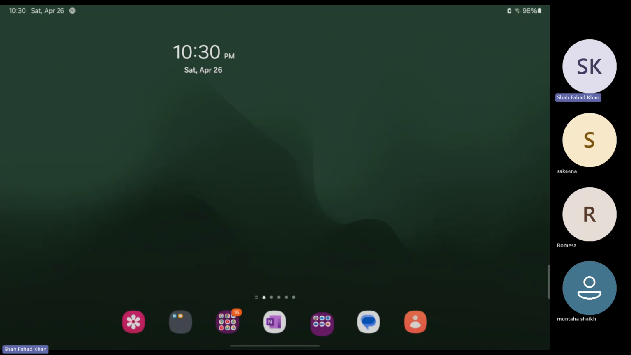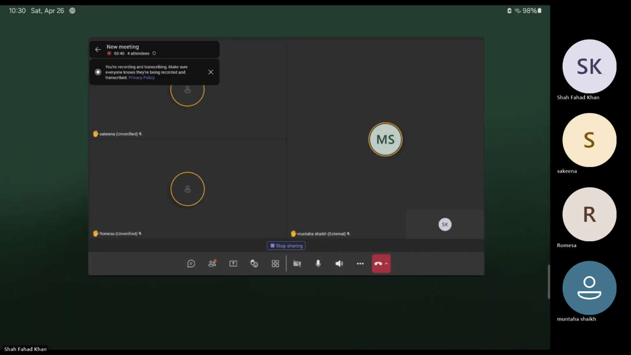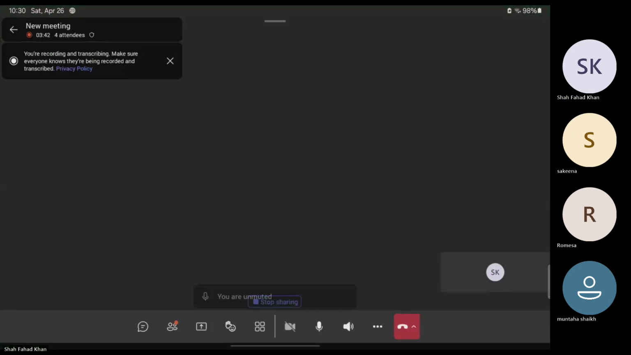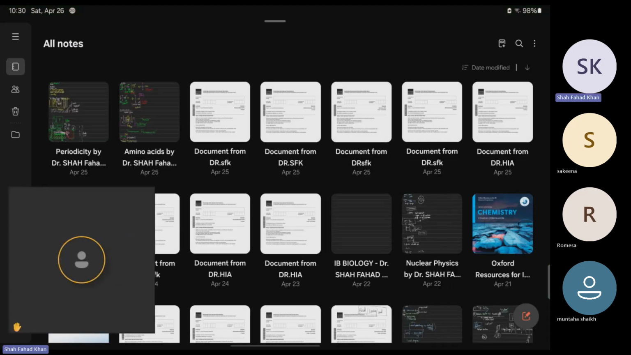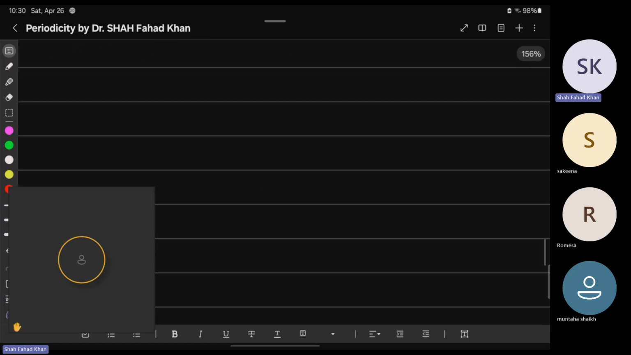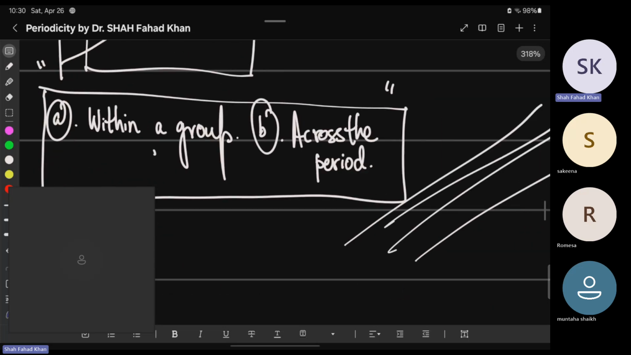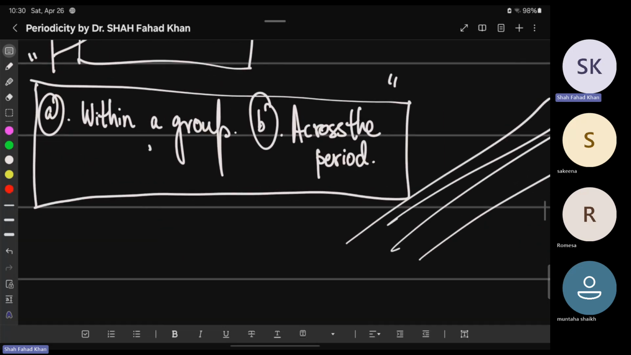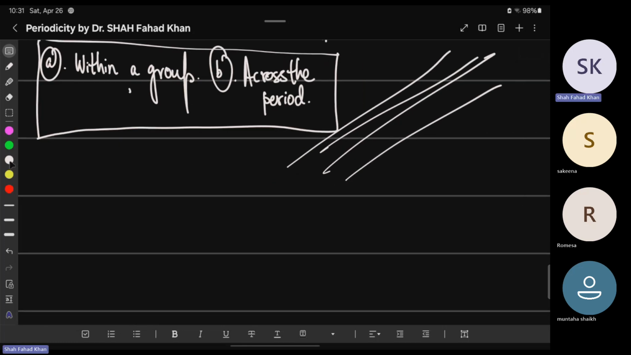Let's continue from where we left off in our previous lecture. Please lower your hands, guys. We were doing periodicity and we had to do the trends. The trend that we were currently doing was the trend of ionization energy down the group and across a period, right? So let's get started with this. What happens to the ionization energy as we go down the group?